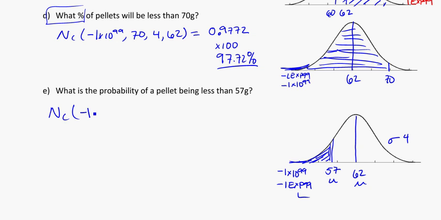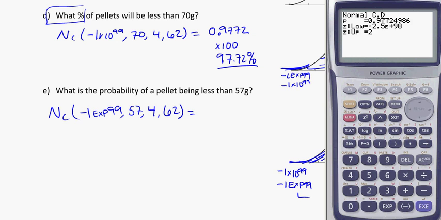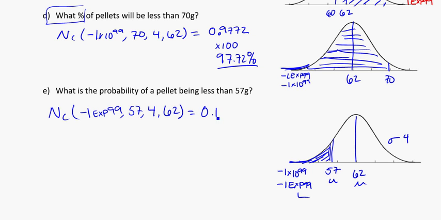So my lower limit, negative 1 EXP 99, upper limit of 57. Standard deviation of 4 and my mean of 62. I'm putting this into our calculator. My lower limit is still there. My upper limit now needs to be 57. And here I get 0.1056. So that's my probability, leaving it as a decimal or a probability.